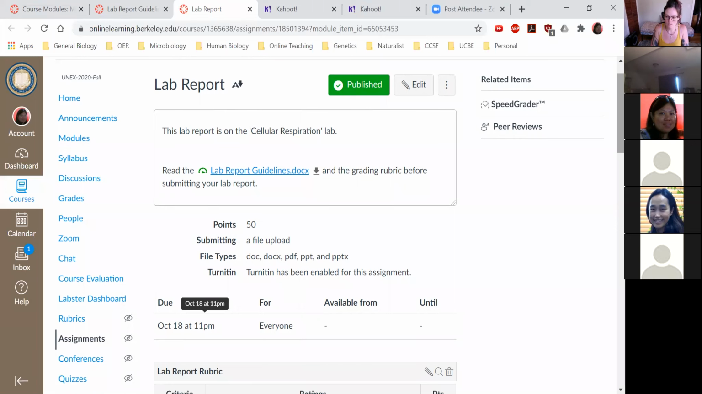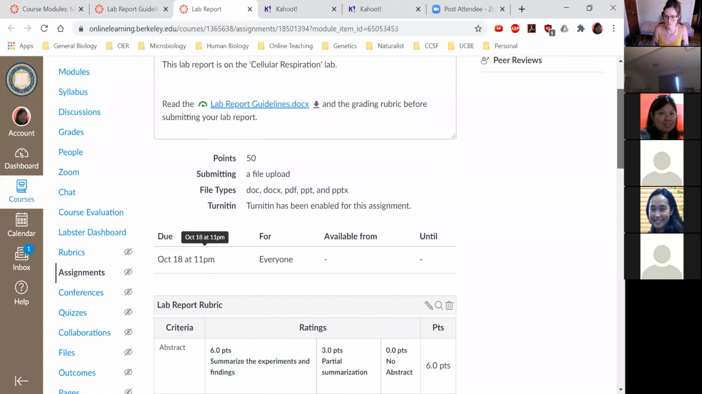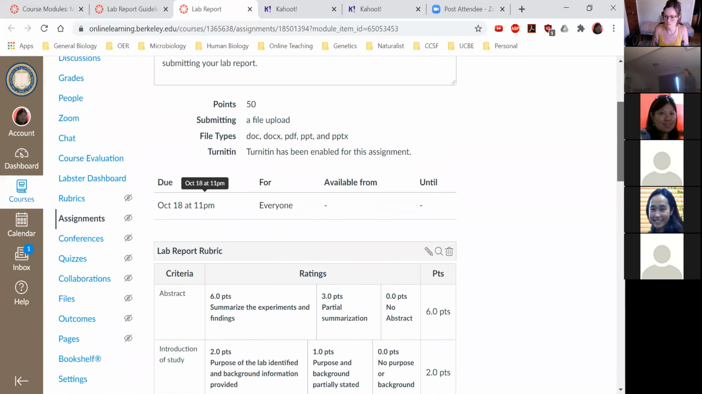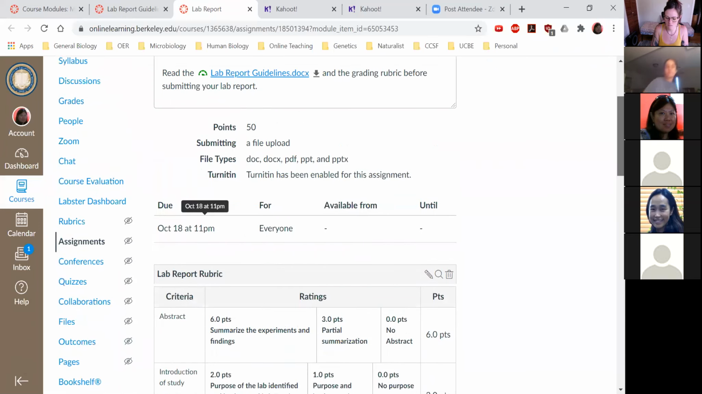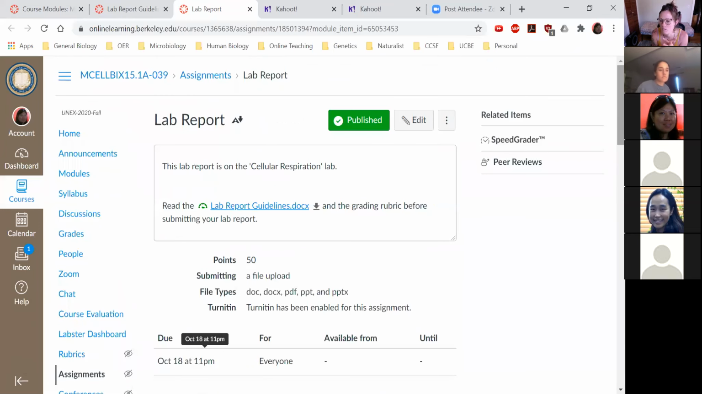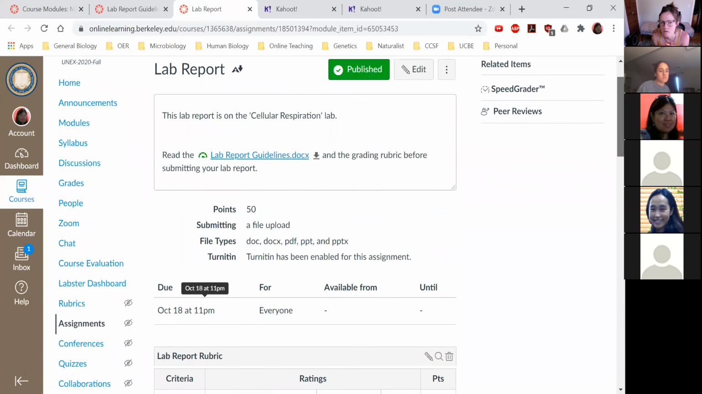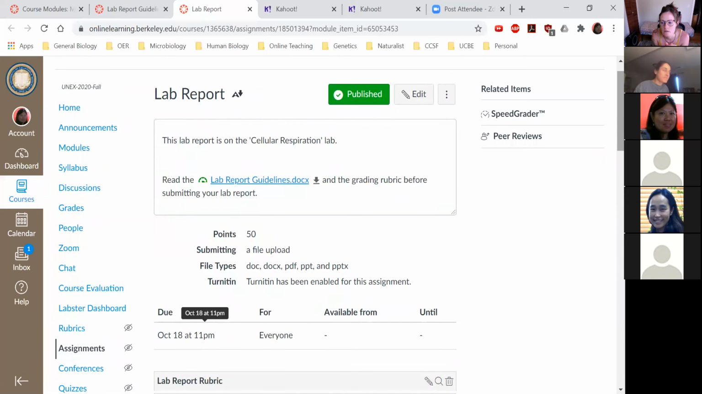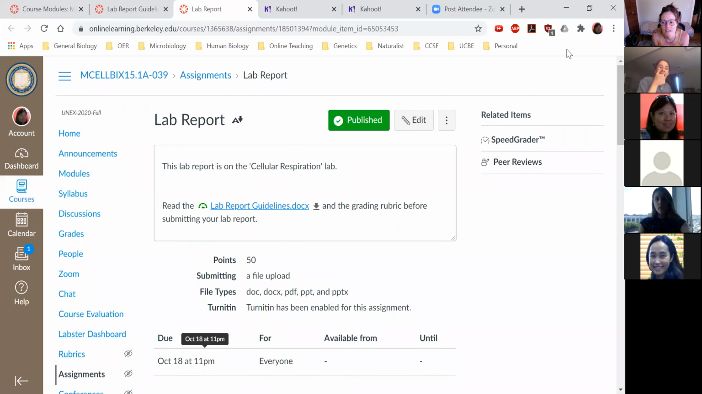Okay. If most people agree on a draft, I'll think about it, and then we can do it. I might redistribute some of the points. But the lab is next week, and at the moment the due date is October 18th. Yes. Okay, all right.